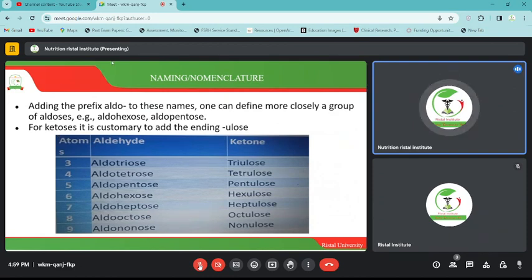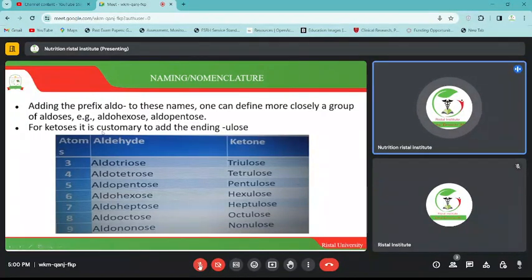Then getting into the nomenclature, how do you name them? One is that you add the prefix aldo to their names. One can define more closely a group of aldoses. For example, aldohexose. If something is a hexose, you say aldohexose. Those are the 6 carbon monosaccharides. Aldopentose: the pentose comes from the pentoses, like we discussed earlier. The pentoses are the monosaccharides with 5 carbons, but if they have an aldehyde group attached, they become aldopentoses.